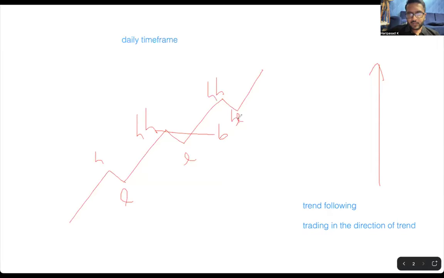Whenever the swing high is getting broken, if I consider going for a buy, that is what we refer to as a trend following buy or a swing high breakout buy. If I go for a buy over here, I consider keeping my stop loss over here. So this is what we refer to as a trend following approach.